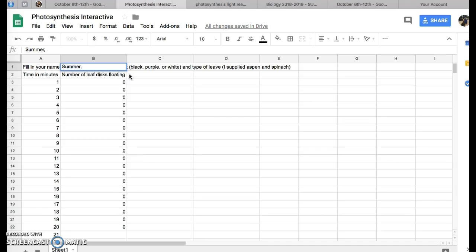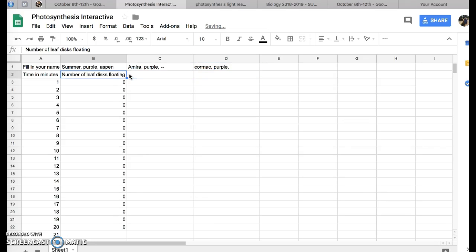So I would put in purple, and the purple light was the one that was supposed to help plants grow. So I put in purple and then aspen. So we had that data. And the next person that fills it in, say it is Amira, she puts in purple, and I don't know what kind of leaf she used. And then there's Cormac, and he has it under the purple light. I'm not sure what type of leaf.